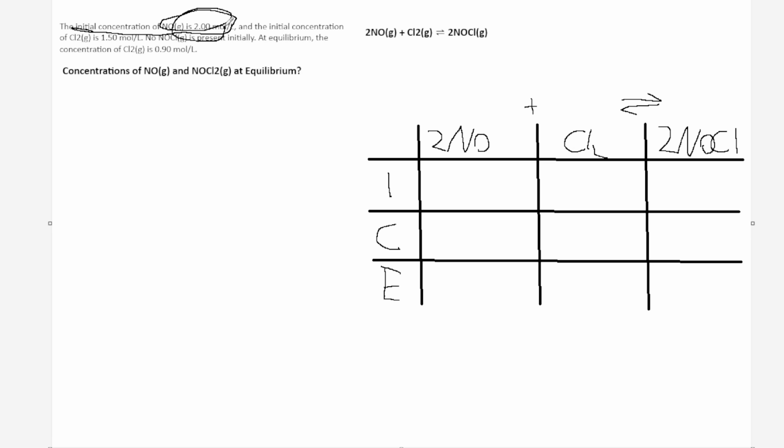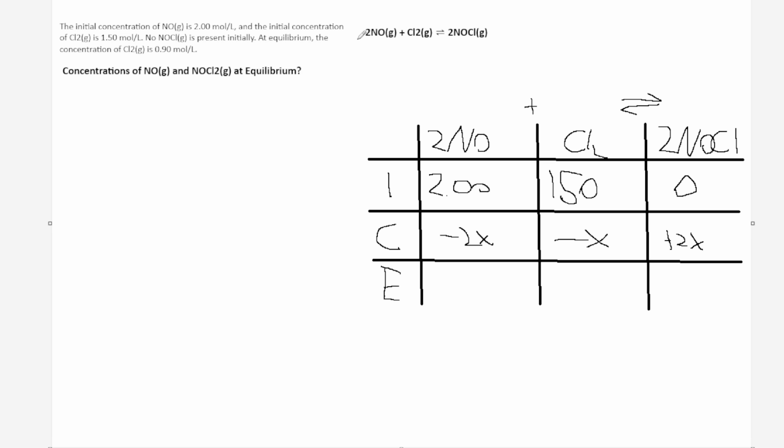So what were we given? We look at the initial concentration, 2 moles per liter. So we write 2 in the initial. It tells us chlorine is 1.5 moles. And it says no nitrosyl chloride was present, so we just write 0. We now account for the change. Of course, we do negative on the reactants, positive on the products, and then account for molarity. So -2, -1, and +2.